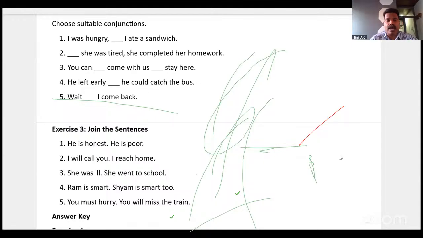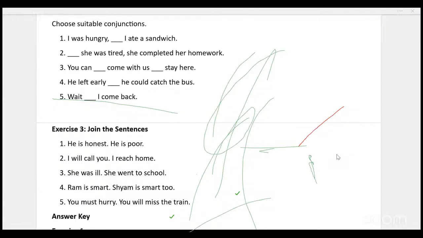Yes, who will speak now? Yes, Madam Pavani can speak. She was tired, but she continued her work. Okay, so that means she was tired, but she continued her work. Yes. Next sentence.